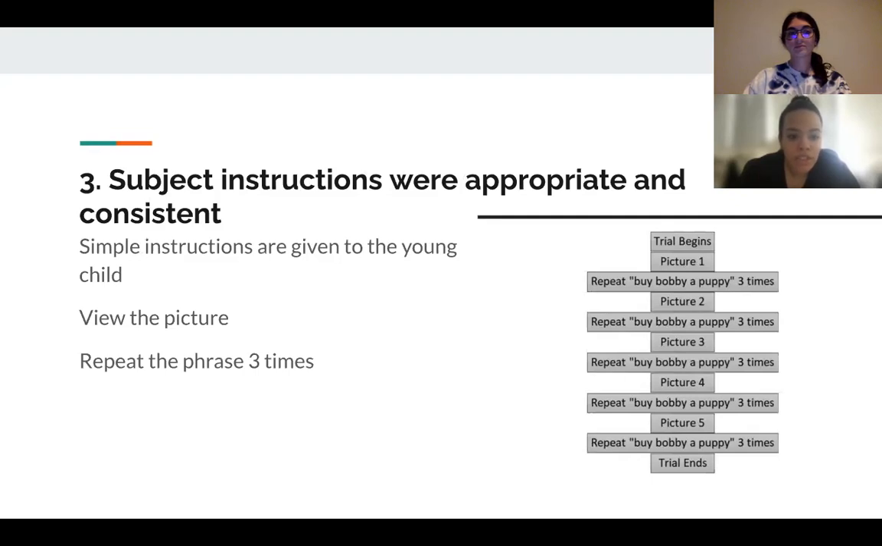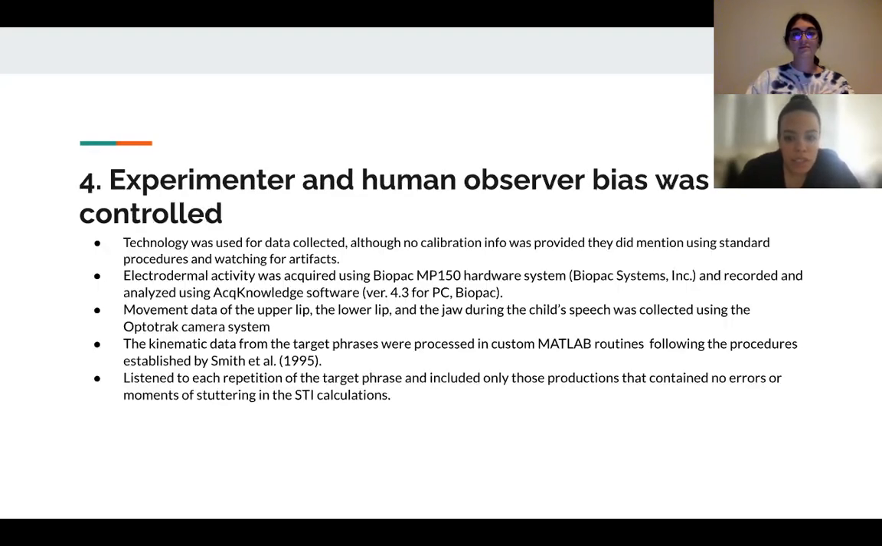The subject instructions were appropriate and consistent. The child was shown a picture and asked to repeat "Bye Bobby a puppy" 3 times and again and again. The experimenter and human observer bias was controlled. Technology was used to collect data. And although no calibration info was provided, they did mention using standard procedures and watching for artifacts.